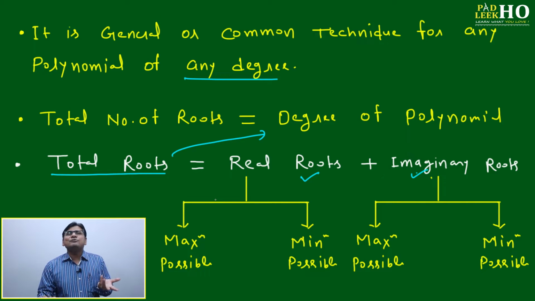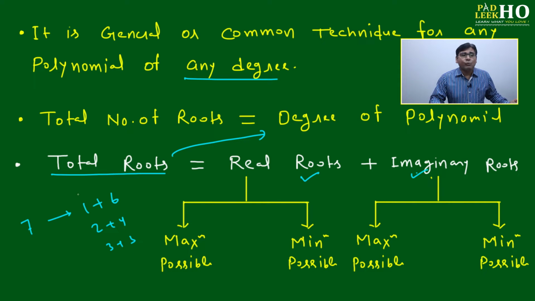But the 7 has a distribution. It is just a distribution. Suppose the total is 7, as we have taken. Then 7 can be 1 plus 6, 2 plus 5, or 3 plus 4. Anything is possible. If 1 plus 6, then 1 real root and 6 imaginary roots; or 2 real roots and 5 imaginary roots. This is just a number distribution.